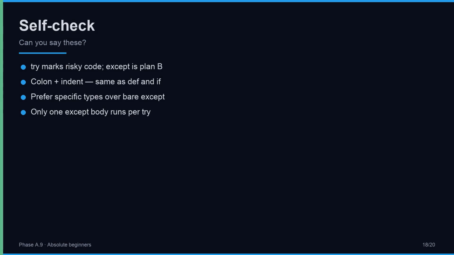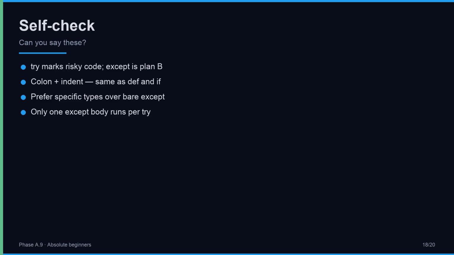Quick self-check. Can you write a try block with a colon and indented body? Can you attach an except block that catches a specific type like value error? Can you explain why a bare except is risky? Can you confirm that only one except body ever runs, even if you attach several? If any feels shaky, rewatch the matching part.